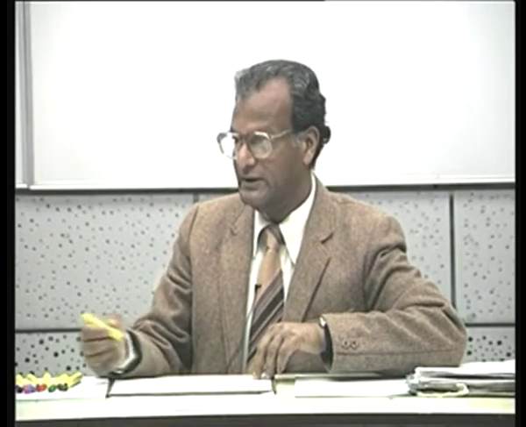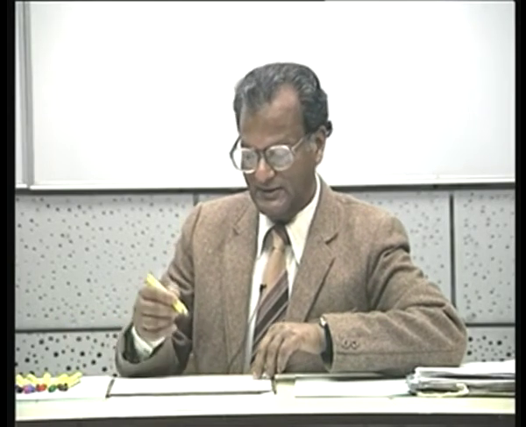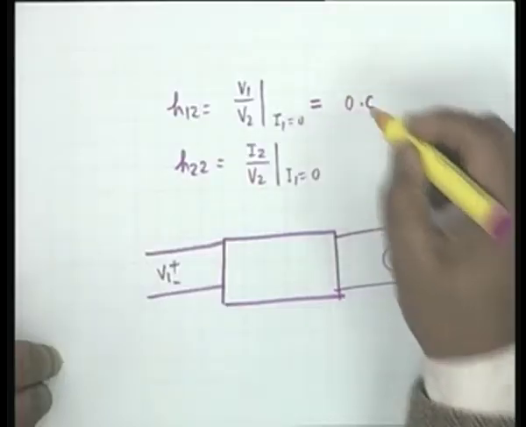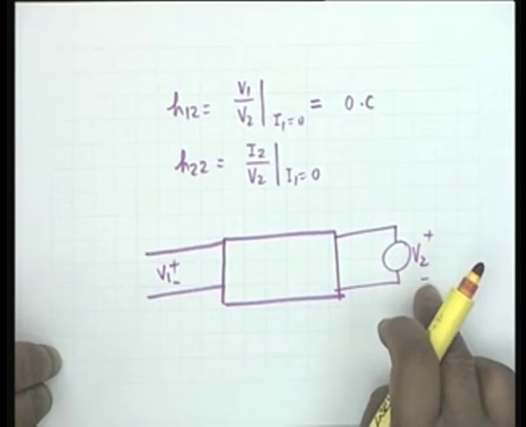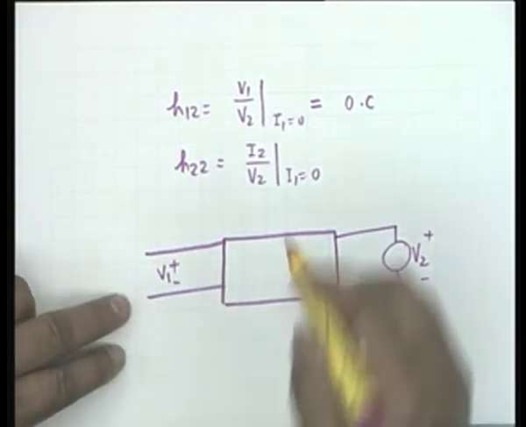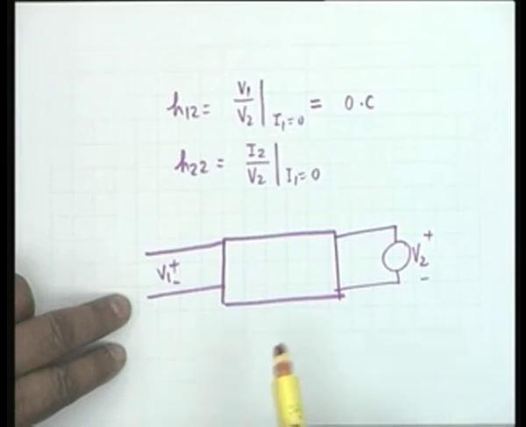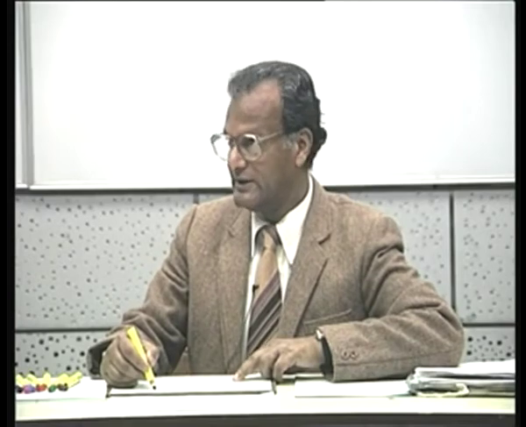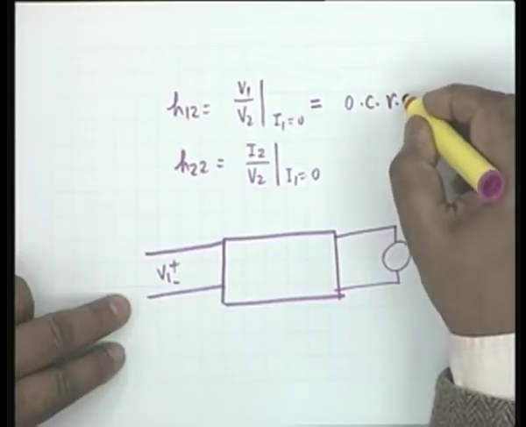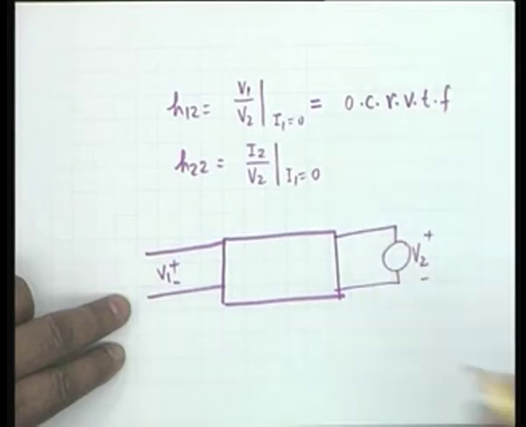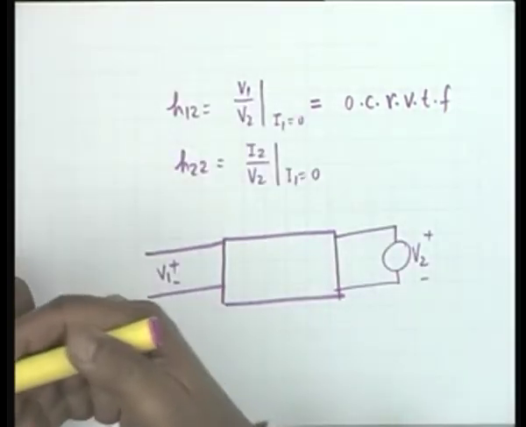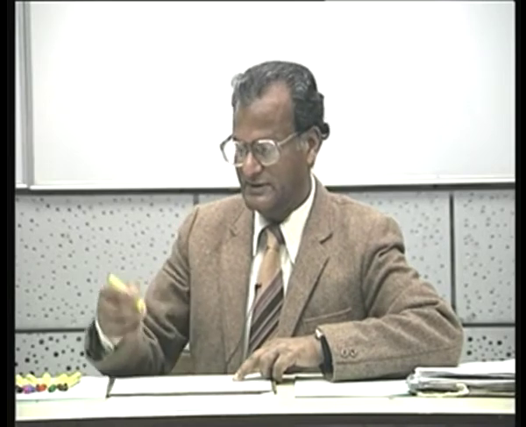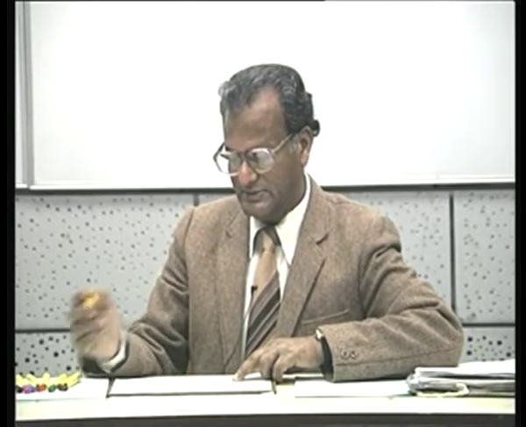V1 by V2 is the actual transfer function. I beg your pardon, this is an open circuit, not V2 by V1. You see, V2 is the excitation and V1 is the response, so it is correctly V1 by V2. This is therefore the reverse voltage transfer function, the open circuit reverse voltage transfer function. Reverse because it goes from port 2 to port 1. Our convention is that power or energy travels from port 1 to port 2. This is another way of obtaining a transfer function.